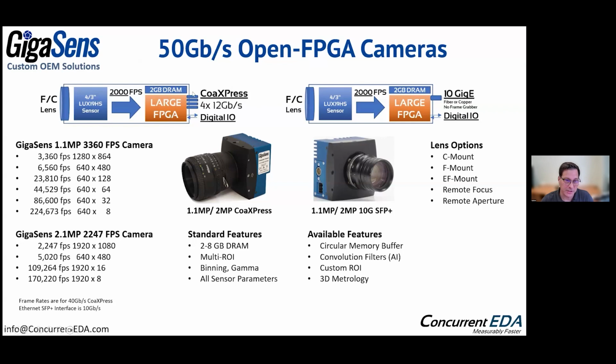This first one actually has CoaXPress connectors at the back, and the other one has Ethernet, 10 gig Ethernet coming out the back. And so we can put the processing in the camera, in the FPGA, open FPGA, whatever algorithms you want, we can do it for you, you can do it, and you can see we can get some crazy fast speeds at hundreds of thousands of frames per second once we get that ROI down.